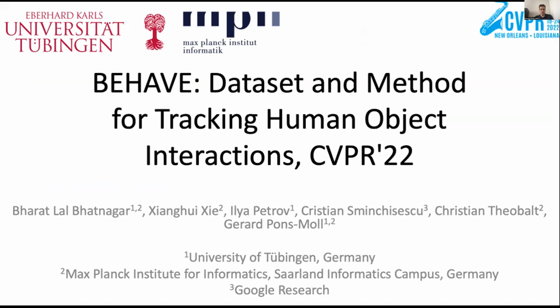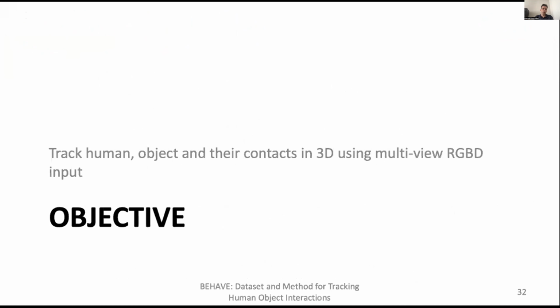This is work that we'll present at CVPR this year, which is called BEHAVE, which is essentially a dataset and a method for tracking human-object interactions. So the goal here is to track the human, the object, and their contacts in 3D using a multi-view RGBD setup.